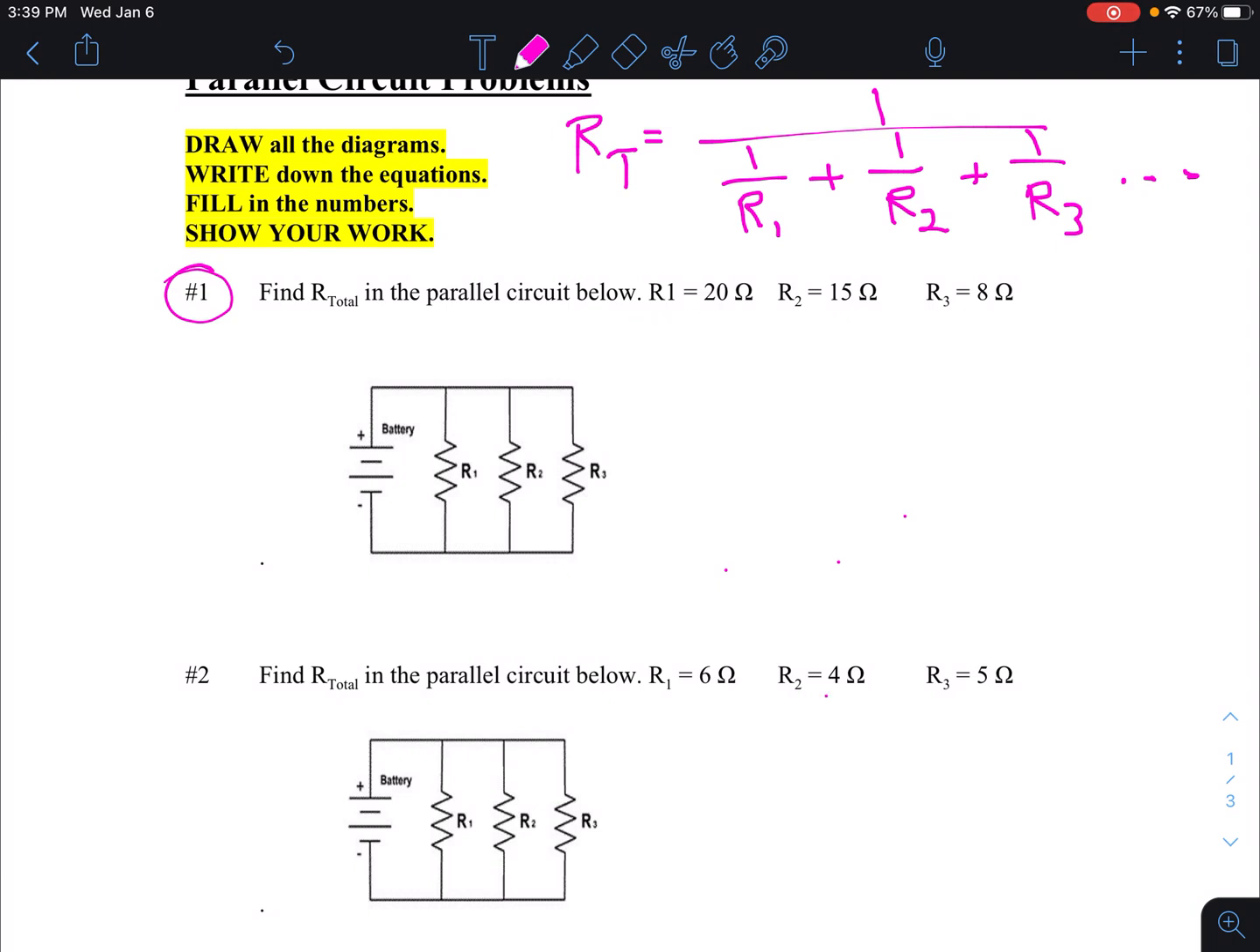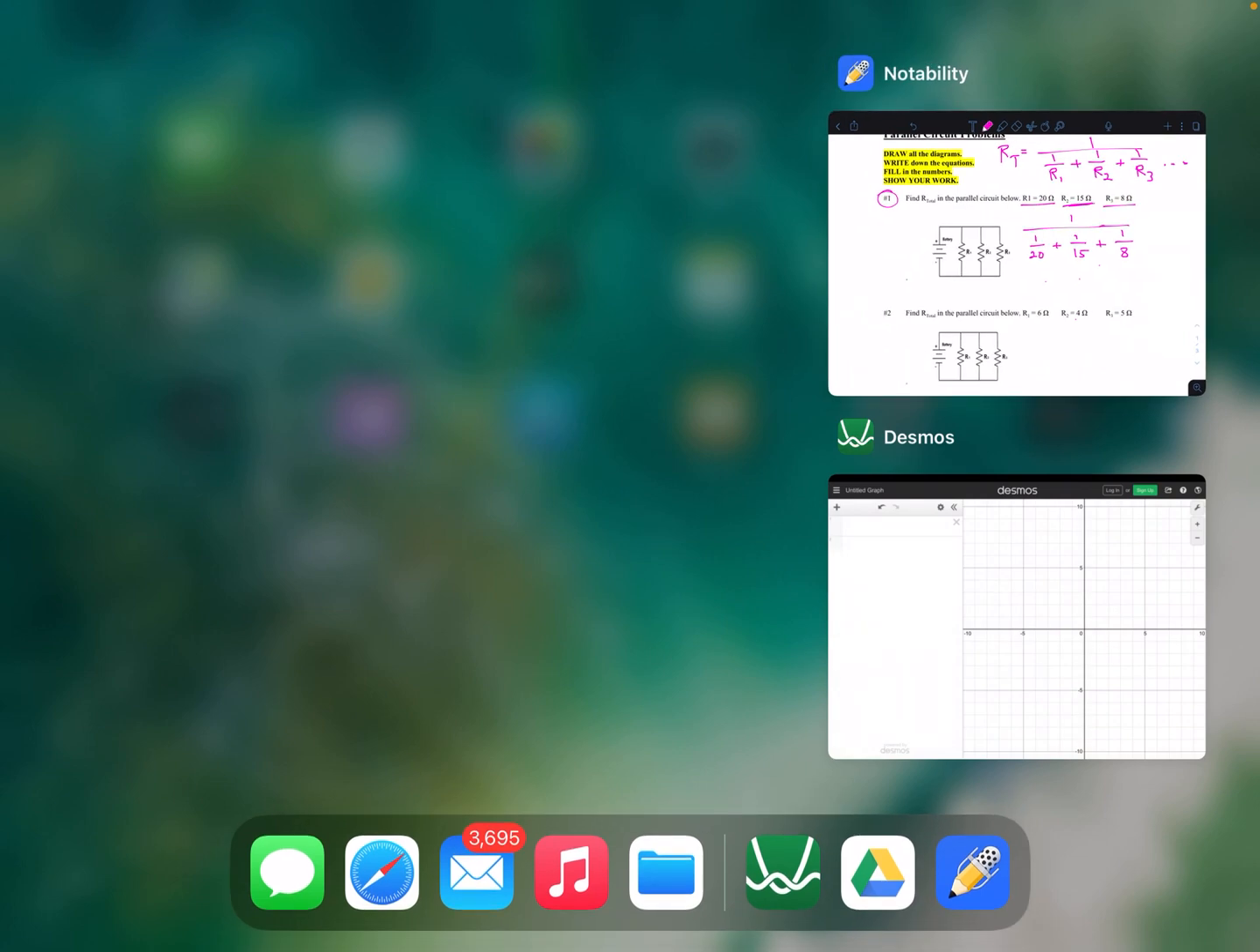You have 3 resistances. Resistance 1 is 20 ohms, resistance 2 is 15, and resistance 3 is 8. So our equation for this is 1 over the reciprocal at resistance 1, which is 1 over 20, plus the resistance at number 2 is 15, so we go 1 over 15, plus the resistance at number 3 is 8, so we go 1 over 8. So we have 1 over 20 plus 1 over 15 plus 1 over 8. Let's do the math for that.